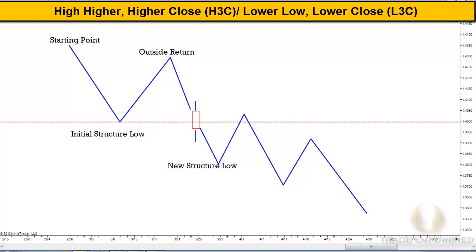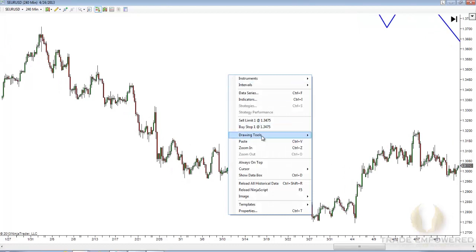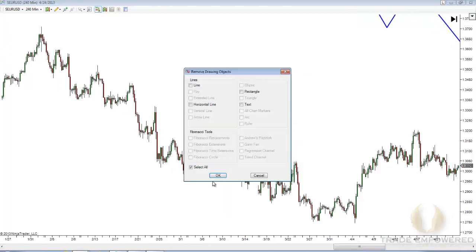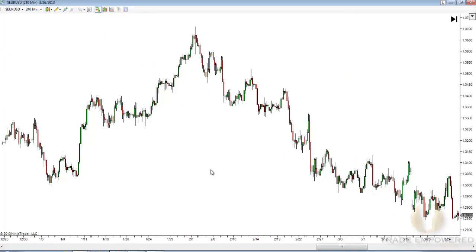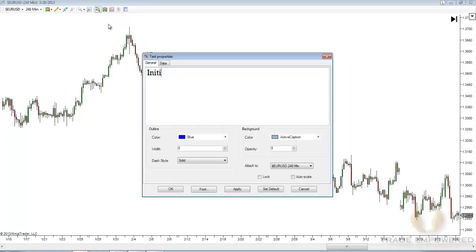So let's take a look at this on an actual price chart with some candlesticks. We're going to look at a bearish trend to start. We'll call this up here our initial starting point.